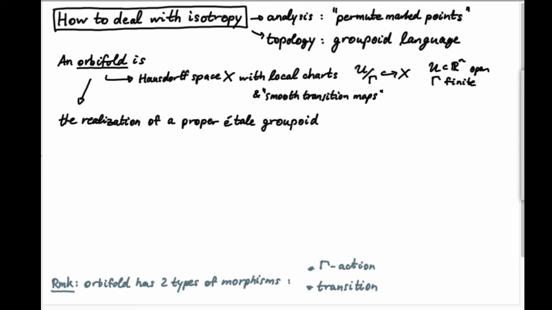A more useful language to talk a little bit about is the language of groupoids, because that takes care of the topological aspects of these problems with isotropy and trying to define an Euler class.